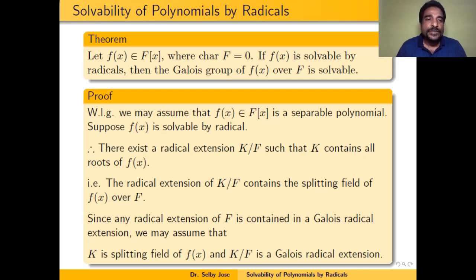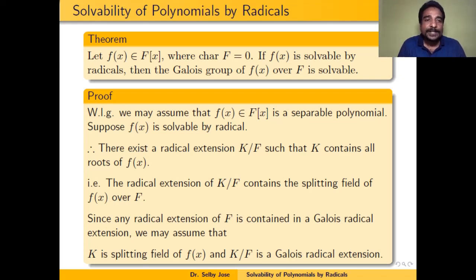So what does that mean? f(x) is solvable by radicals means each root of f(x) lies on the top of a radical extension. That means there exists a radical extension K over F such that all roots of f(x) are in K. That means that the radical extension K over F contains the splitting field of f(x) over F, because the splitting field of f(x) is the smallest field containing all roots of f(x).